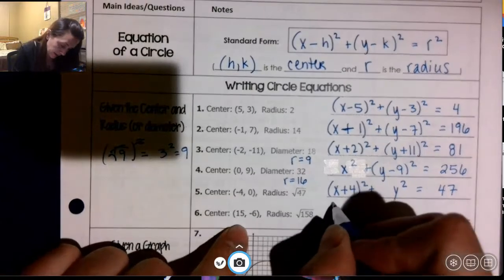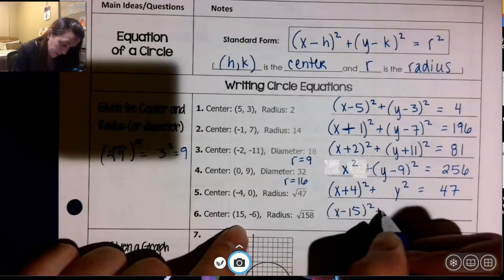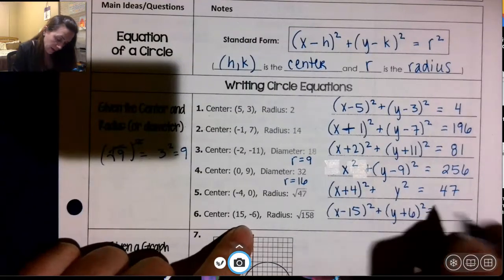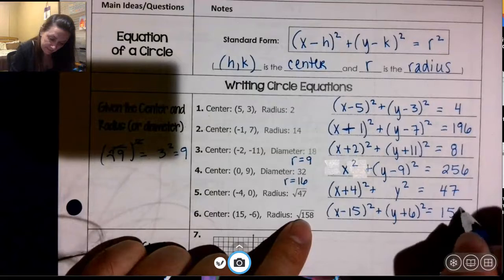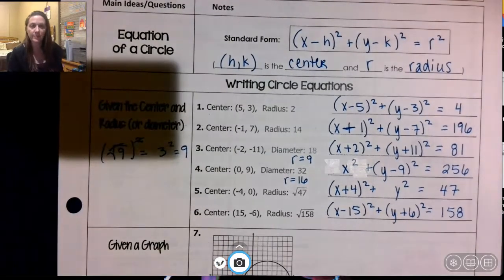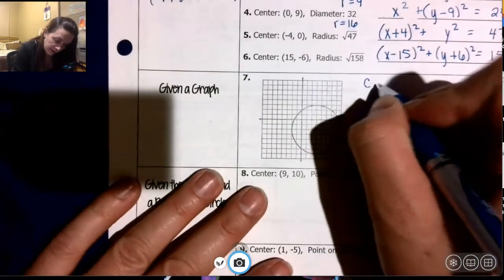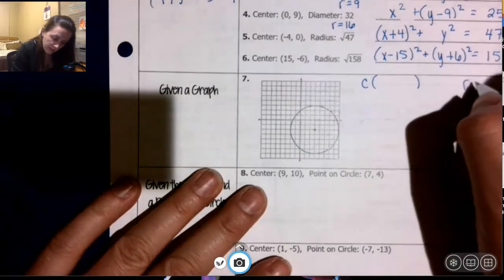Last one here, x minus 15 squared plus y minus negative 6 squared. The square root of 158 squared is 158. There we go. So the next part here, given the graph, can you identify what the center of the circle is, and can you tell me what the radius is?